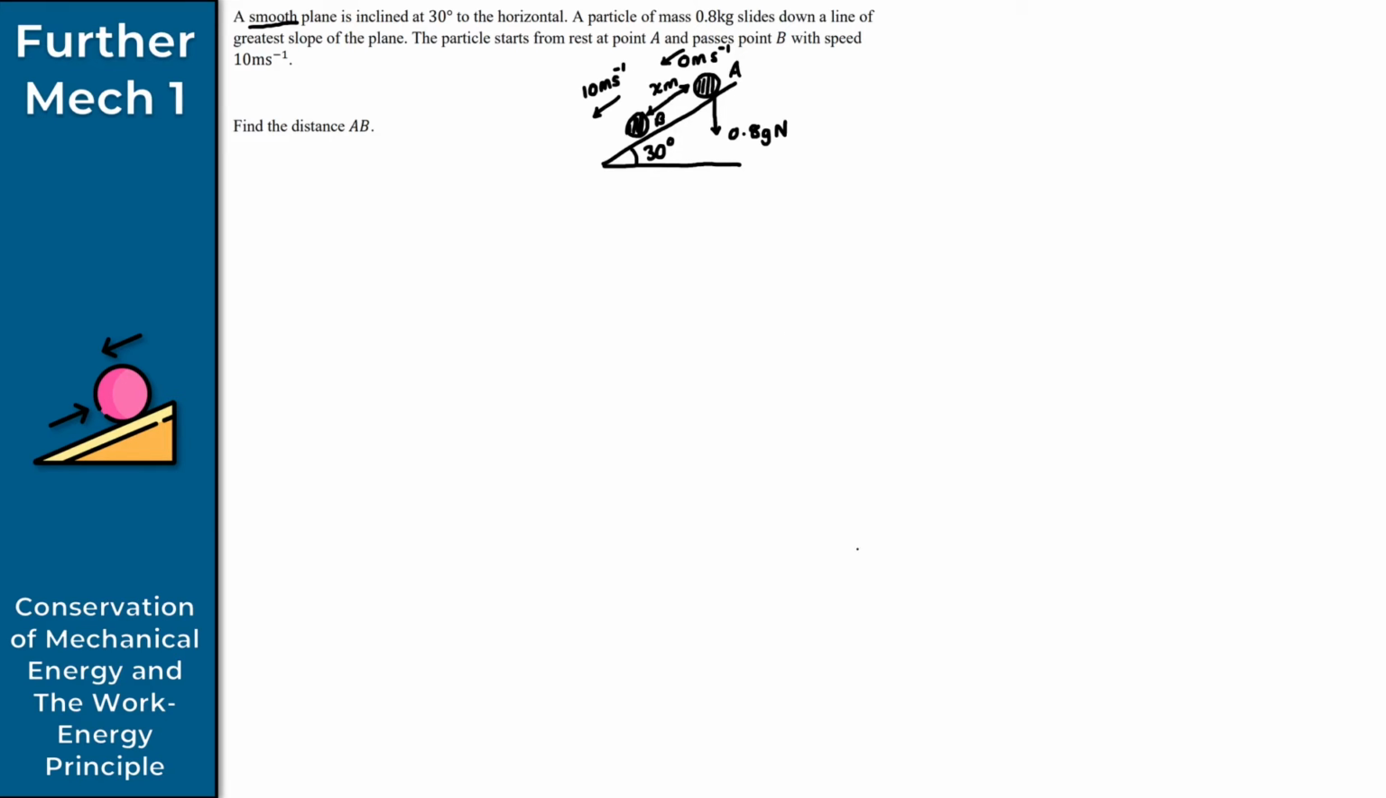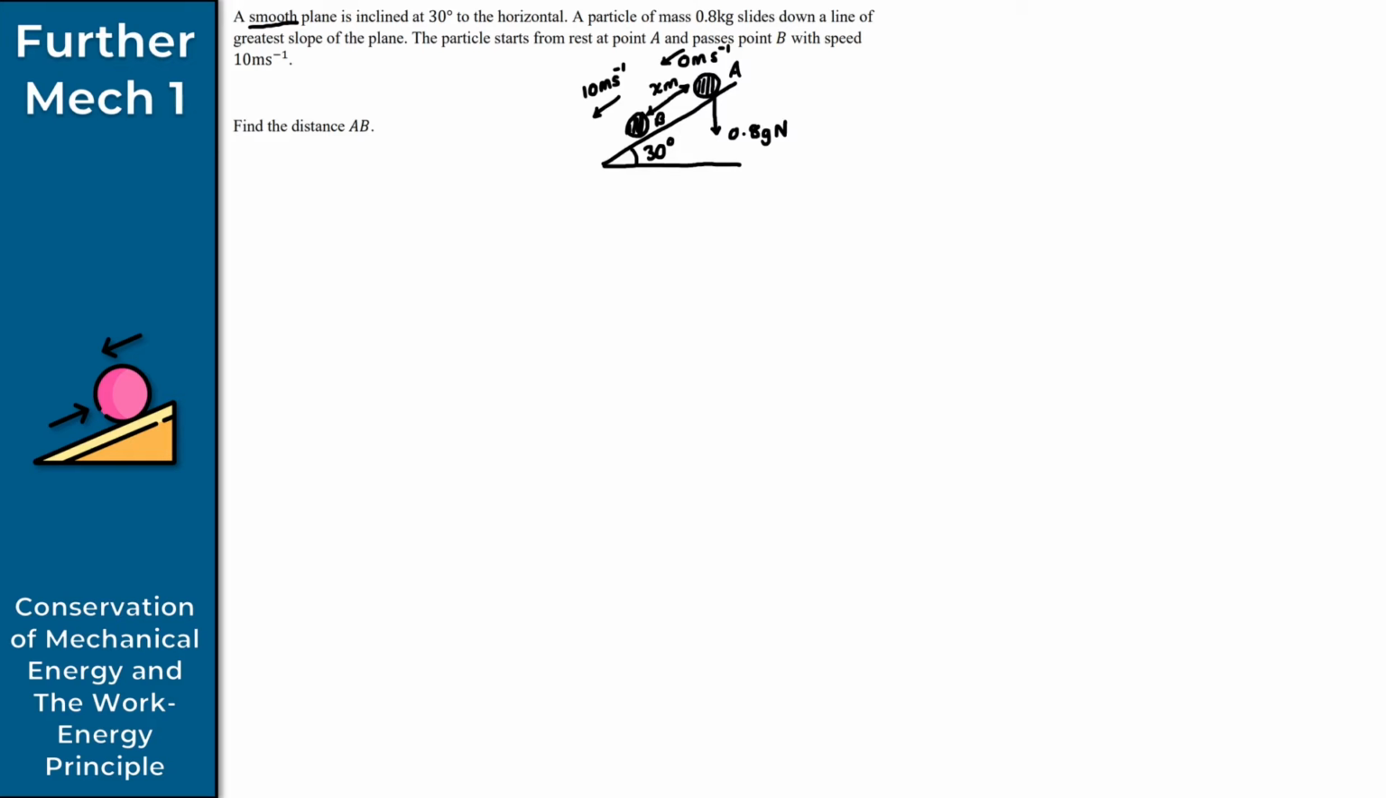Like so. Am I missing anything else from my diagram? If you want to include the normal reaction here, that's absolutely fine. But the normal reaction, if I also draw that on and call it R here, does no work, right? Because it's always perpendicular to the motion. So you don't really need to account for that or worry about it as such, but it's completely up to you if you want to include it with your diagram here.